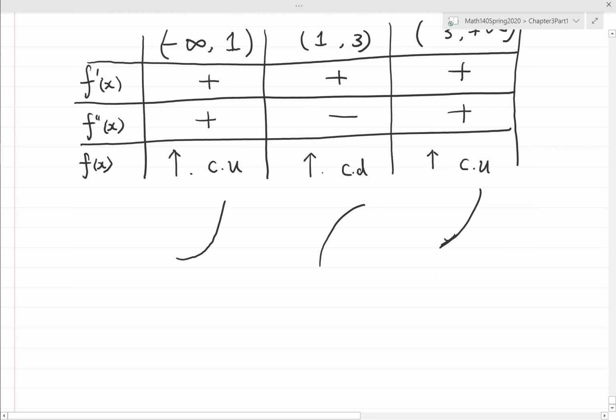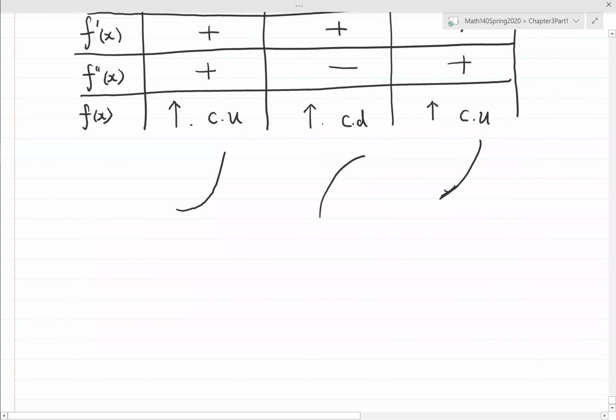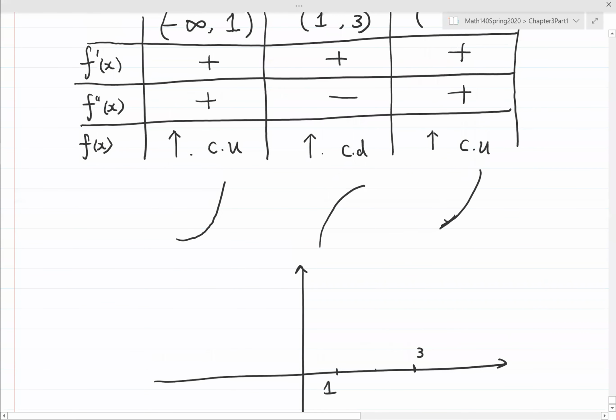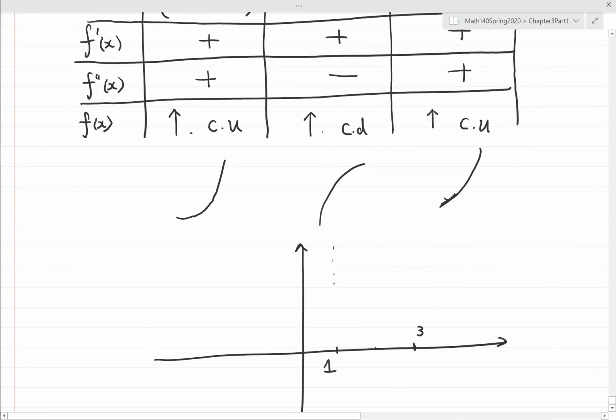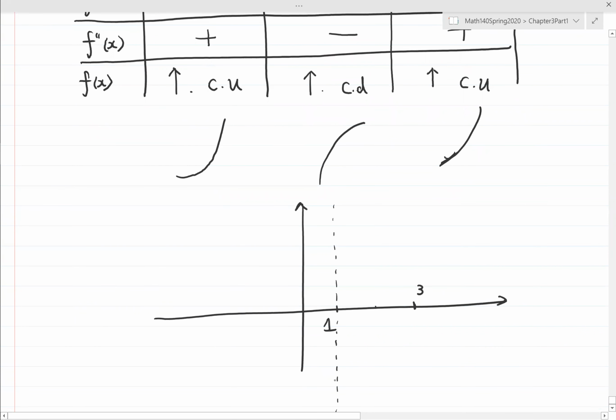Then let's plot a graph that combines all the pieces together. Now the key information is 1 and 3. So this is 3, this is 1. Less than 1 is concave up, and we have a vertical asymptote. So let's plot concave up, increasing. Now there's a lot of freedom.